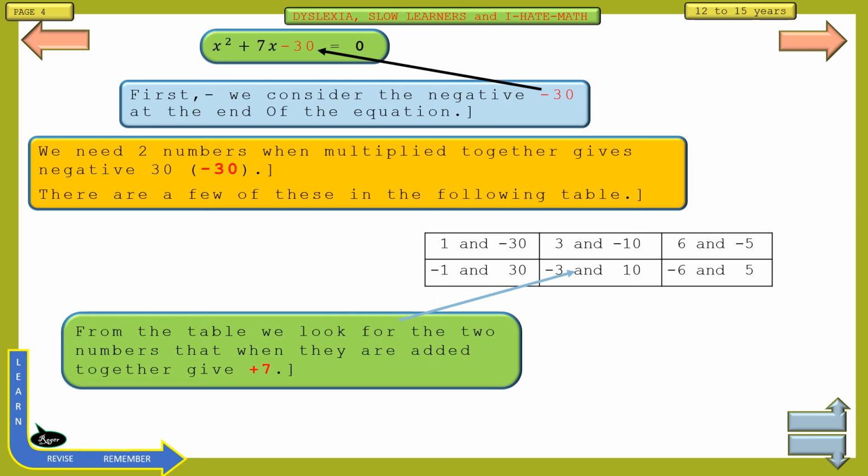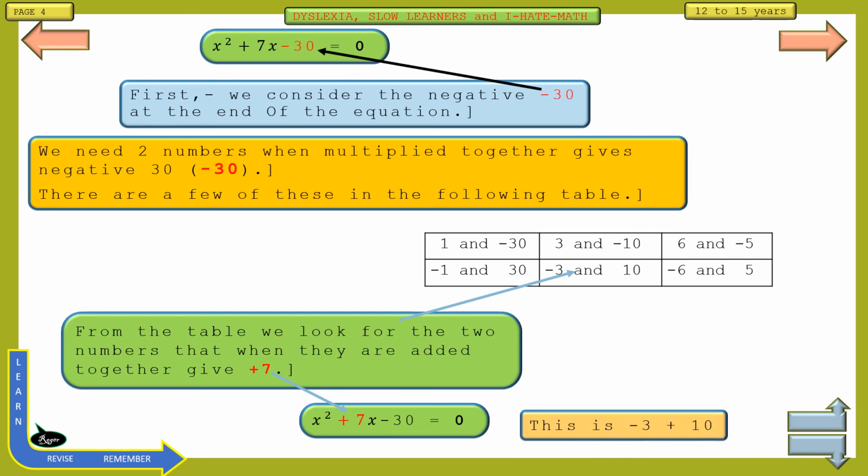From the table, we look for two numbers that, when added together, give positive 7. Remember, the numbers in the table are multiplied together to give negative 30. The numbers we require are negative 3 and 10, because when you take 10 and subtract 3, you have positive 7. The positive 7 is the coefficient of the x. So the two numbers that we were looking for are negative 3 and positive 10.